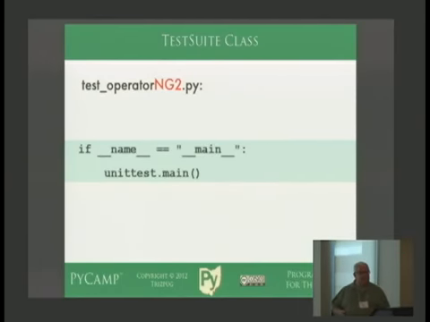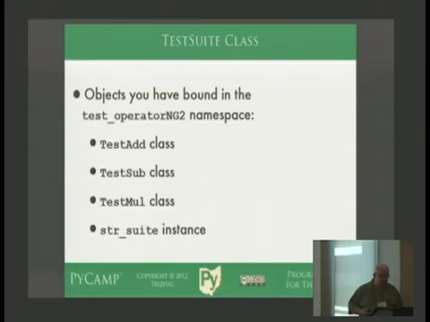And then down at the bottom, unittest.main, we instantiate that. And what is that now going to do? Don't know exactly what it's going to do yet. We're going to demonstrate this. The objects you have bound in test_operator_ng2's namespace are 3 classes and a test suite instance.